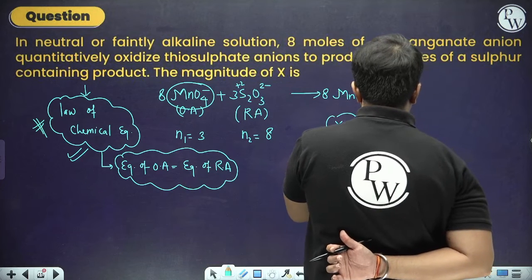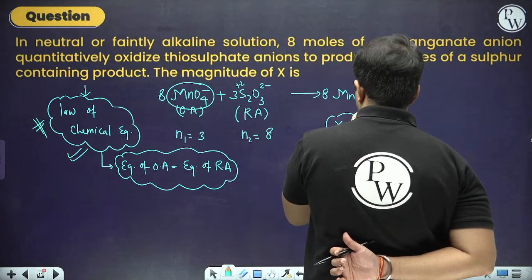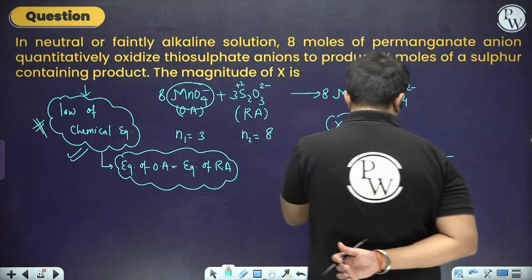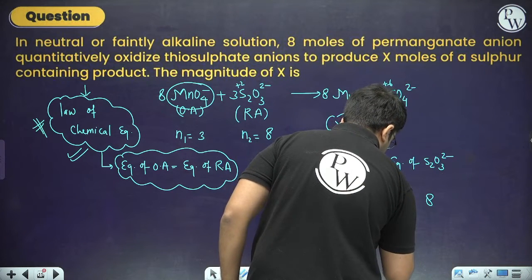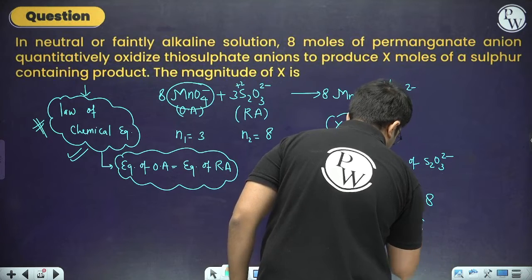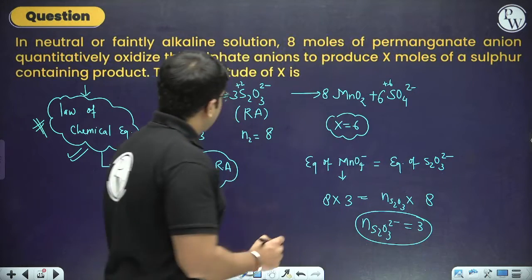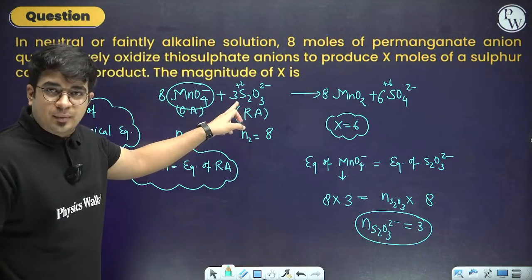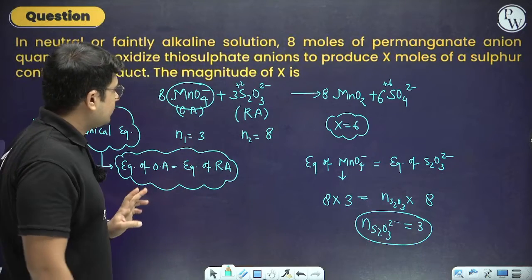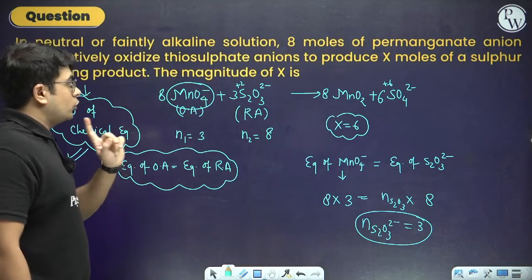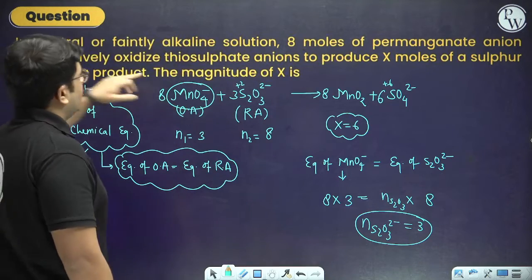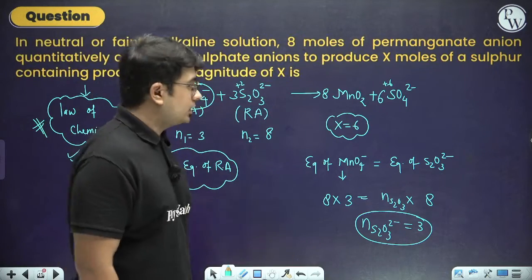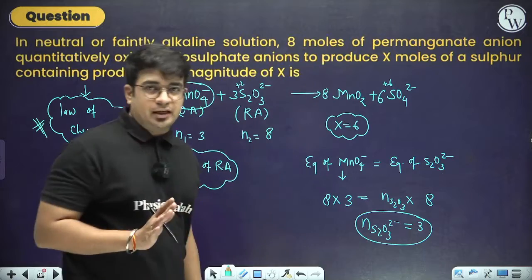So number of moles of S2O3 2 negative will be equal to 3. Yes, 3 moles are there without balancing, 3 moles are there. And next part, if you want to calculate for this part, that x moles of sulfur compound are forming in this particular case, so same equivalence of this entire part should form.